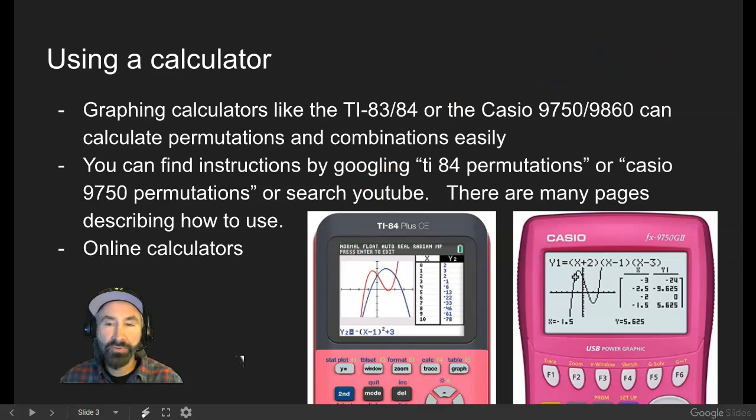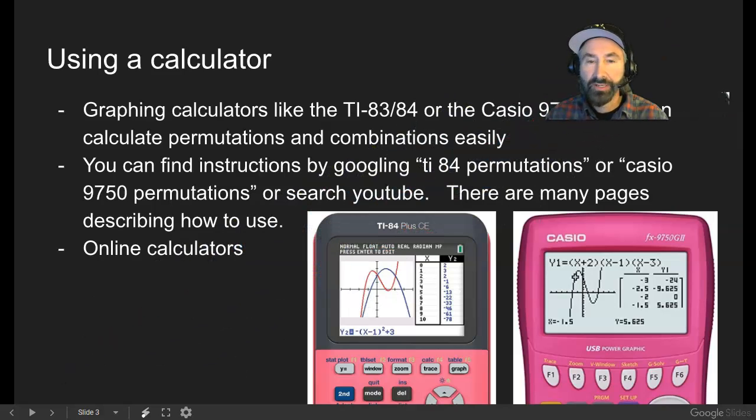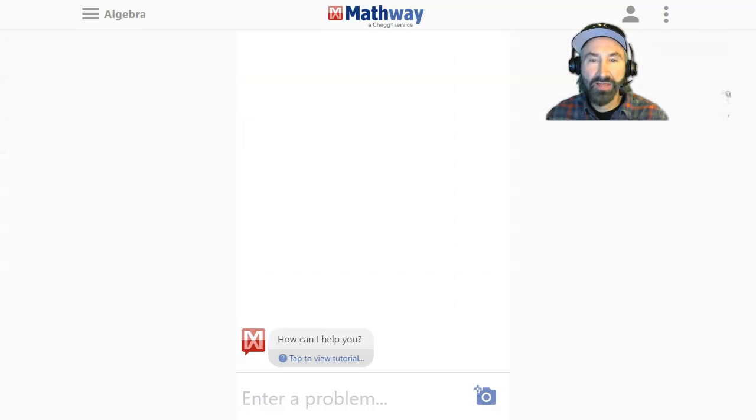There are also a number of online calculators, and one of them you might be familiar with is Desmos, and another one is called Mathway, and we'll take a look at both as I go through. Here's Desmos, and here's Mathway.